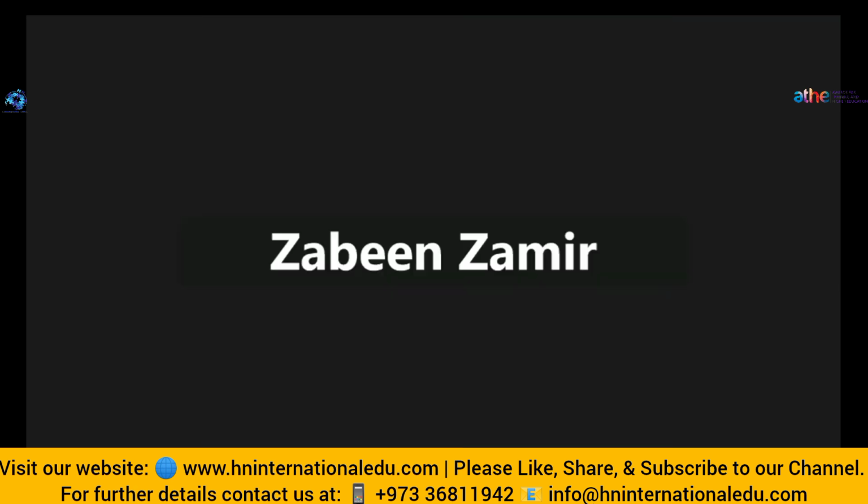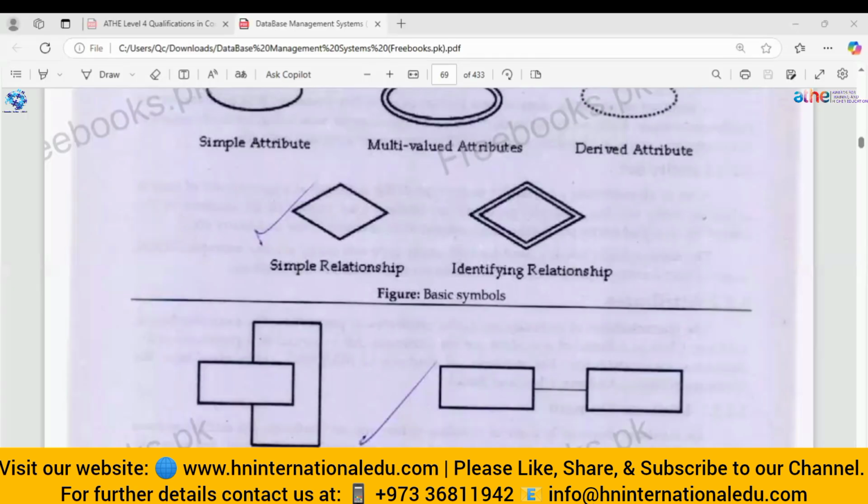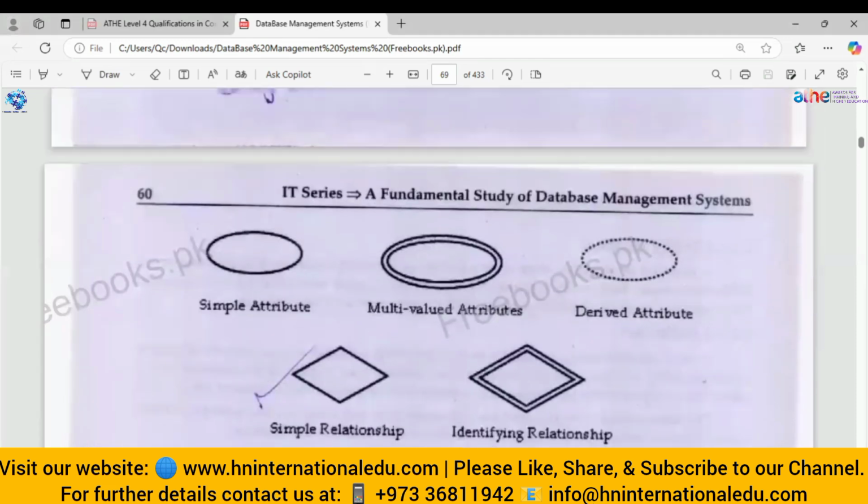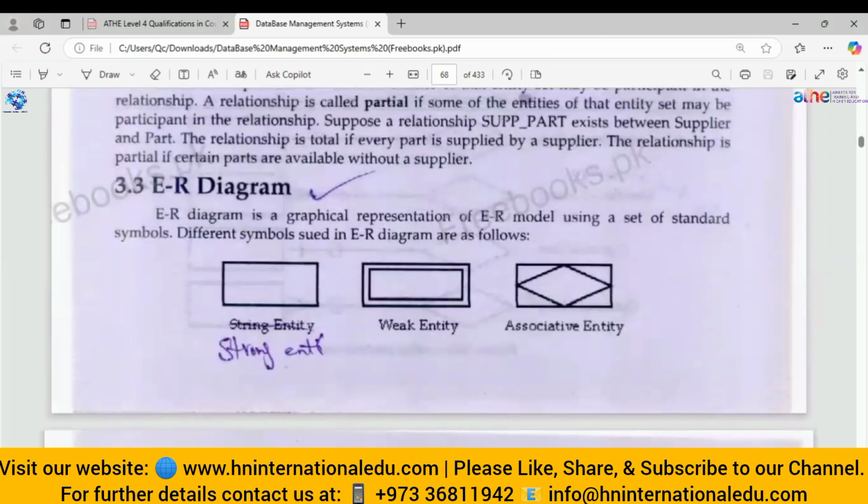Thank you. Just like normalization, these are the most important topics: normalization and ER diagrams. I told you that for making an ER diagram, we need to present the entities. Entities can be anything that has attributes. To represent a simple entity, we use this symbol. To represent a weak entity, we use this symbol. To represent the associative entity, we use this symbol.